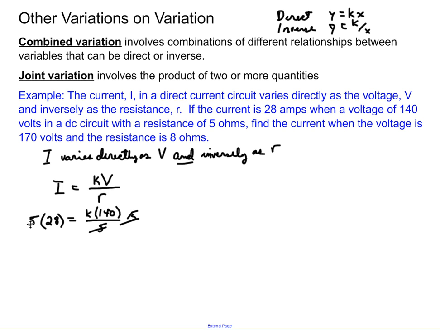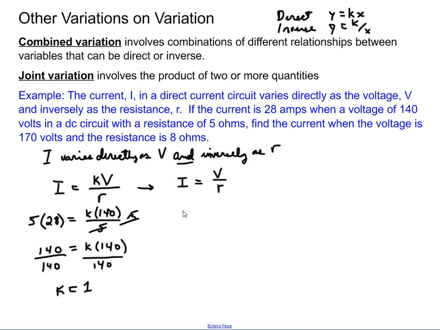And we take 5 times 28. Well, 5 times 8 is 40. Carry the 4. 5 times 2 is 10 plus 4, that's 14. Oh, this is an easy one, right? It's k times 140, and so dividing both sides by 140 makes it a very easy constant of proportion, which is to say our constant of proportion is equal to 1. So in reality, our variation equation looks like I equals 1 times V divided by R.